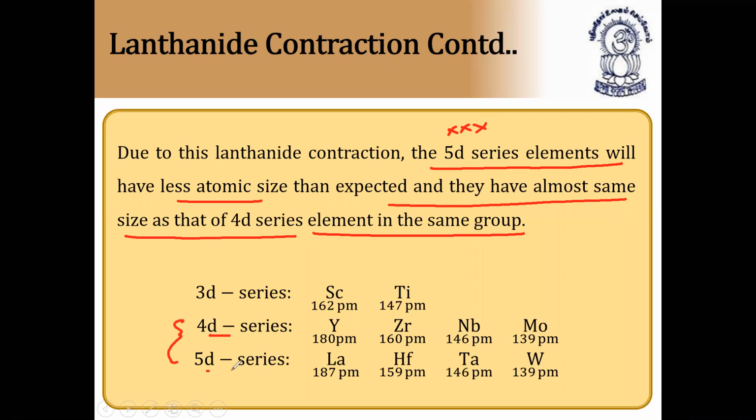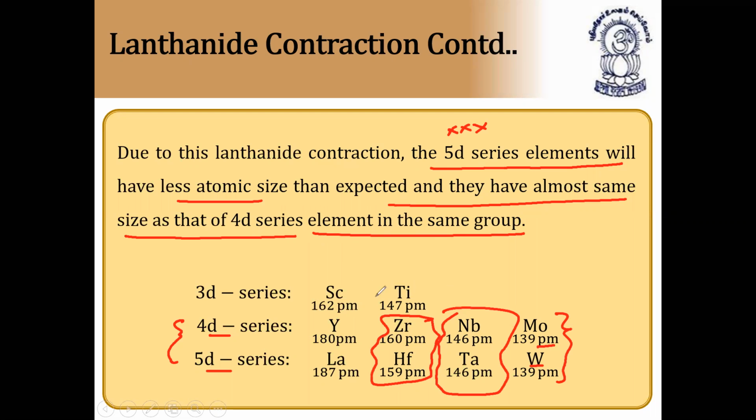So 4d and 5d series 180, 187, a very small difference. Zirconium and hafnium, these two are almost the same as I told you. This is 160 picometers and this is 159 picometers. And niobium and tantalum are also the same, 146 and 146. And molybdenum and tungsten are also the same, 139, 139. So due to this lanthanide contraction, 5d series elements will have less atomic size than expected, and they have almost the same size as that of 4d series elements in the group.